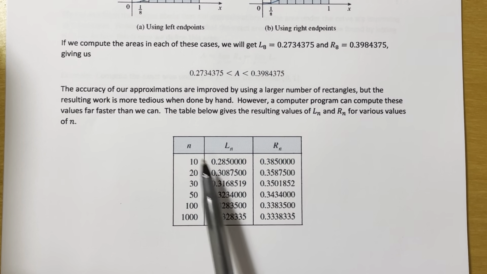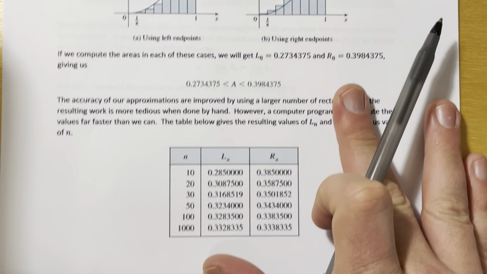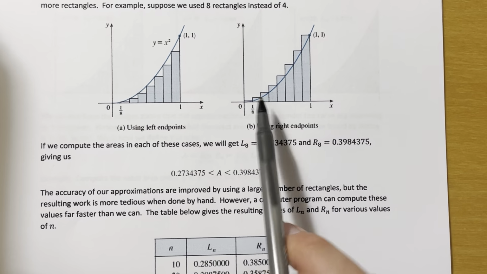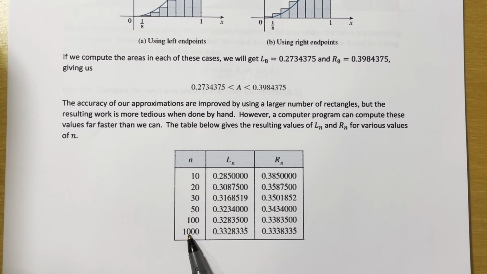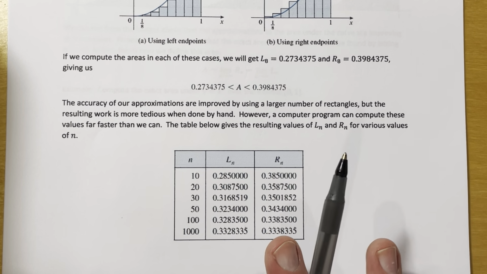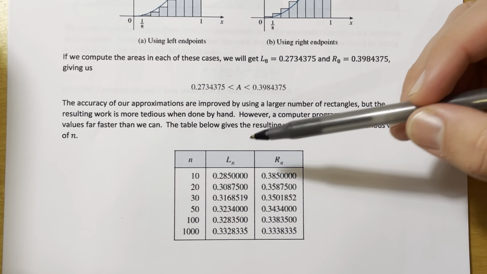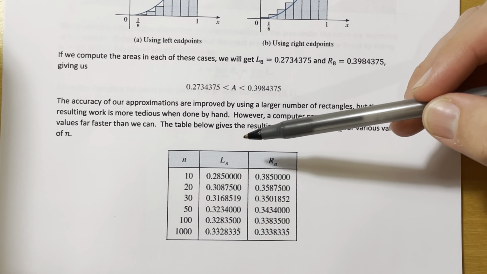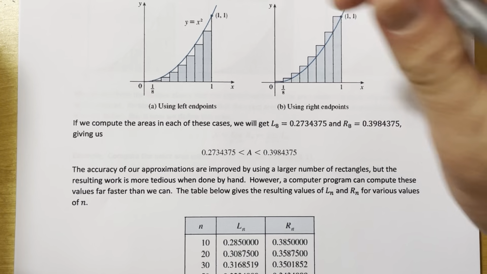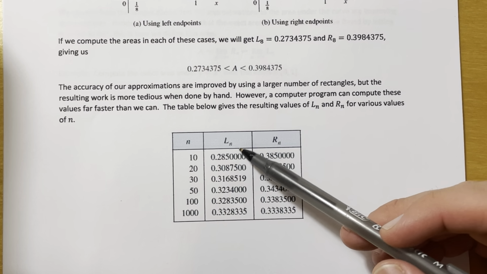In this little table here, n is going to correspond to the number of rectangles that we're using in either of these methods. So 10 rectangles, 20 rectangles, all the way down to 1,000 rectangles, which you would definitely not be able to do by hand. That would be impractical. But a computer has no problem doing that. When we run a program to compute the approximated areas in each of these cases, here's what we end up seeing.